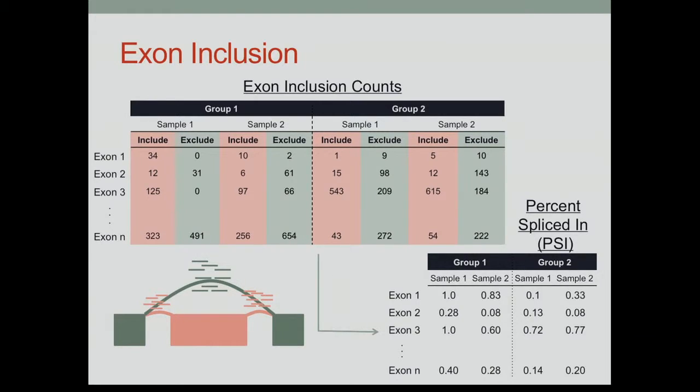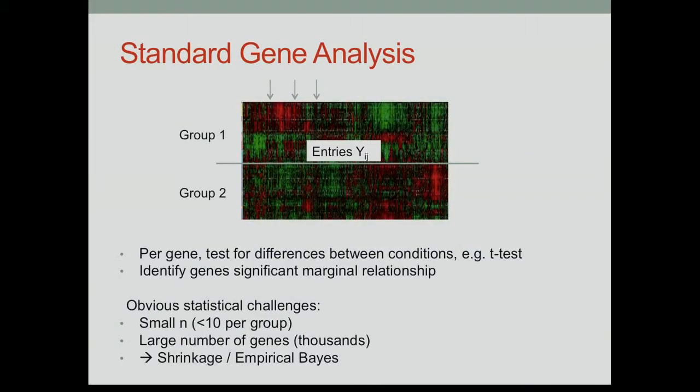Of course, gene expression has a huge number of types of methods, and the standard gene analysis framework that we have going back from microarray data is to look at each individual gene separately, do some kind of t-test, and then find the genes that have significant marginal relationships. Very early on, there were statistical challenges that were addressed with the small sample sizes that could often occur. You have a large number of genes and you're making a lot of estimates.